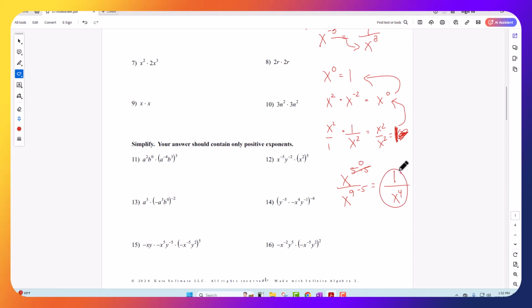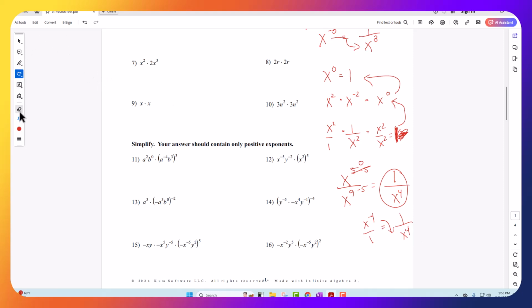We're going to look at a few problems together now and try to apply these rules. If we had subtracted 9 from both, we would have ended up with x to the negative 4 over 1, but x to the negative 4 belongs down in the bottom as x to the positive 4. And so we still would have had to move it anyway. We're better off just moving the smaller of the two.